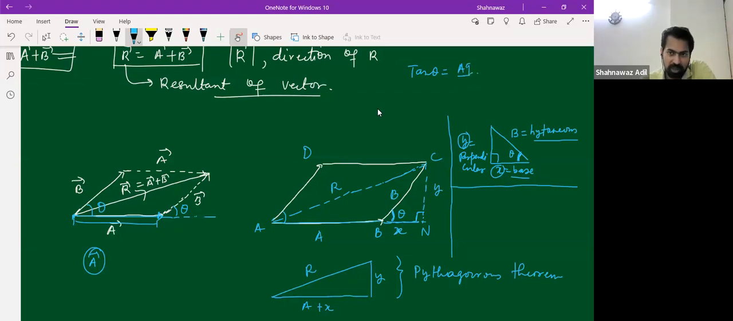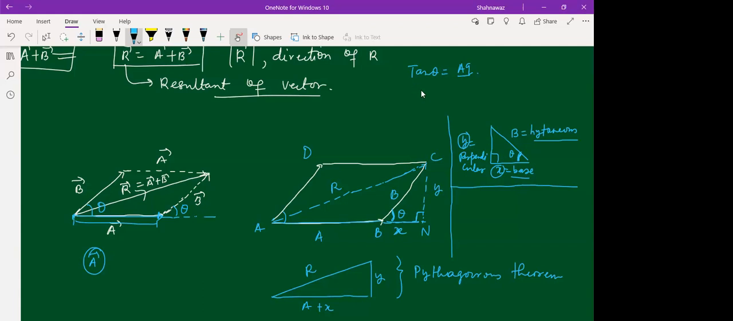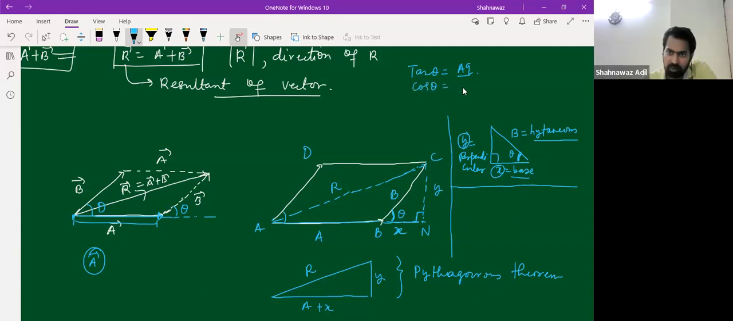So Nabila, what is your answer? What relates base with the hypotenuse? Cos theta. Okay, so Nabila says cos theta. And Afaf, what relates base with the hypotenuse?